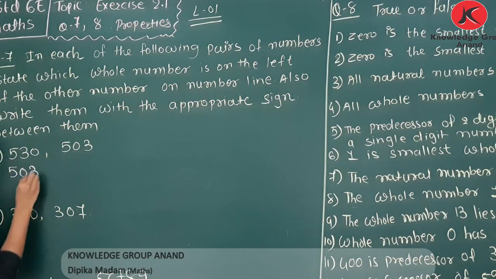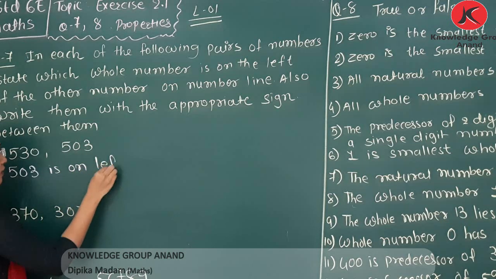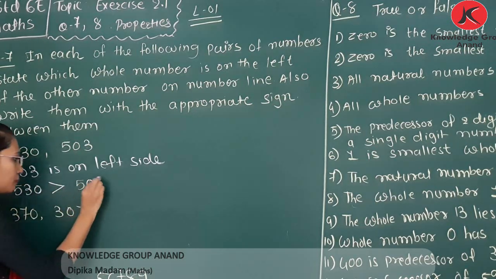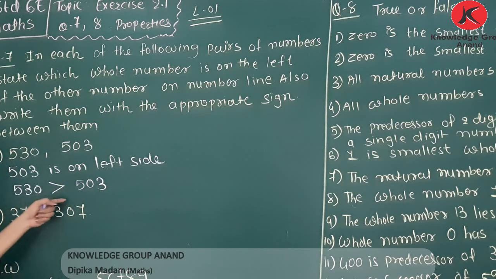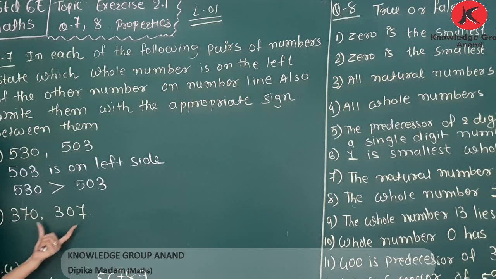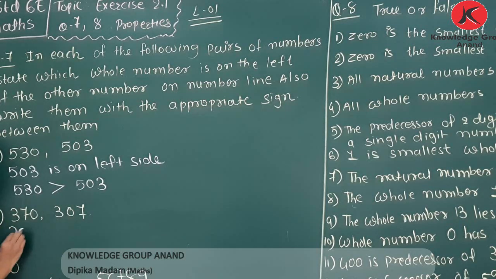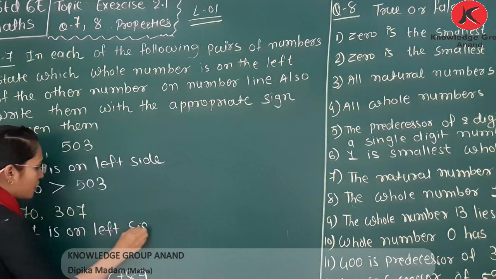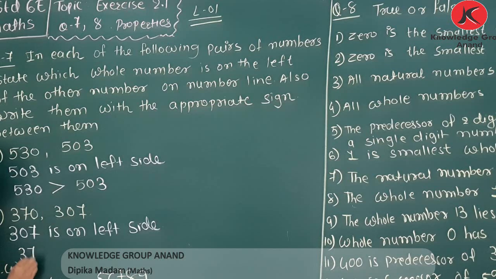So 503 is on the left side. And what is the sign between them? 530 is greater than 503. Okay, this is the greater than sign. Next example, 370 and 307. Which one is smaller? 307. So it is on the left side on the number line. And what will be the sign? Again, 370 is greater than 307.